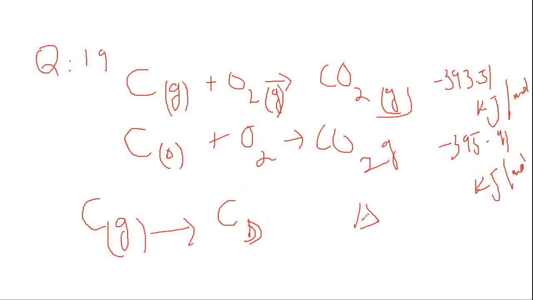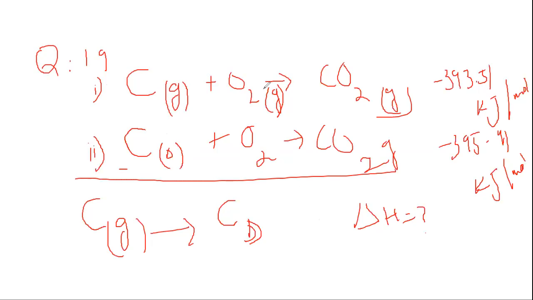So you have to calculate the enthalpy change for this reaction. How you are going to calculate this? If you subtract equation number 2 from equation number 1, then you will get your required product because you need this diamond on the product side. If it has the minus sign, then it will move to the product side. So we are going to subtract equation number 2 from equation number 1.